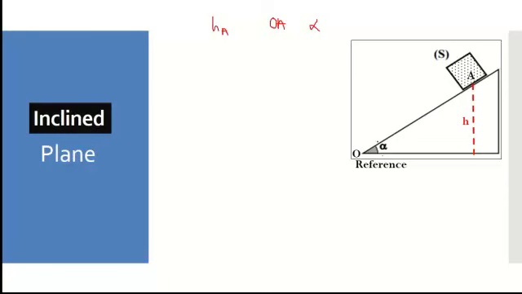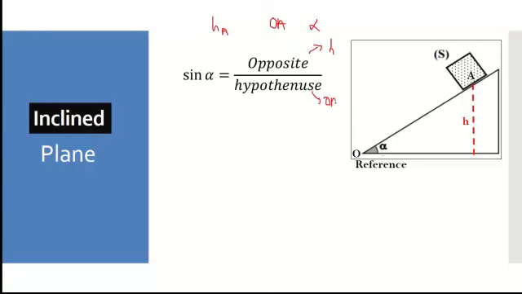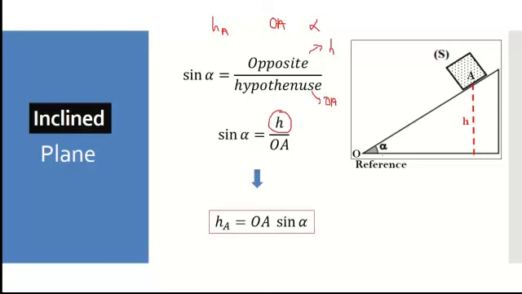Since it's opposite, I will use sine alpha, knowing that sine alpha is equal to the opposite over the hypotenuse. Now the opposite, with respect to the angle alpha, is h, and the hypotenuse is OA. So sine alpha equals the height over OA, which implies that the height is equal to OA sine alpha. So this is how we find it in terms of the givens that I have.